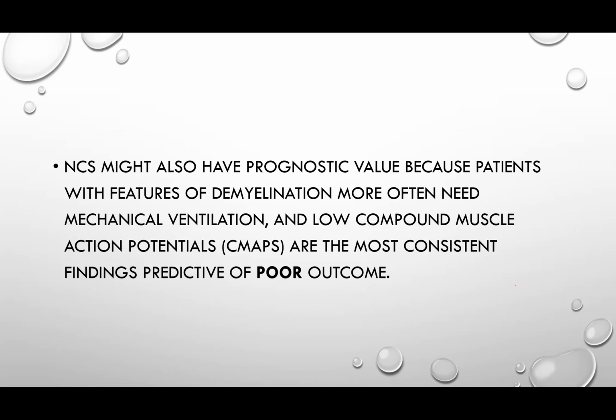Nerve conduction studies might also have prognostic value because the patients with features of demyelination often need mechanical ventilation, and low compound muscle action potentials are the most consistent finding predictive of poor outcome. What does this mean? It means that if muscle action potentials are very low, that means it is motor neuropathy, and that has a poor prognosis.